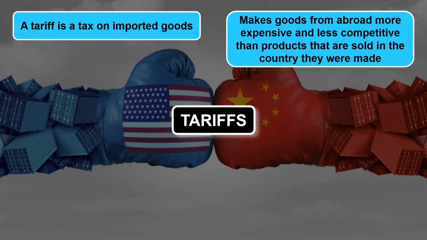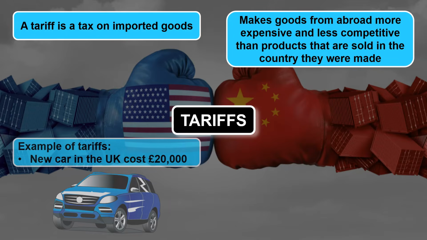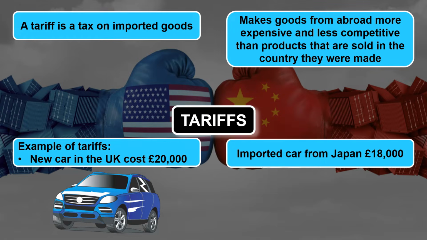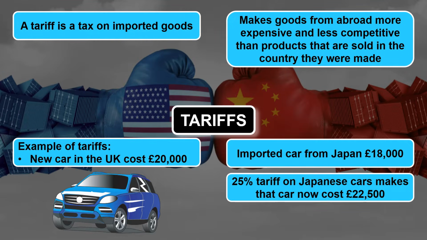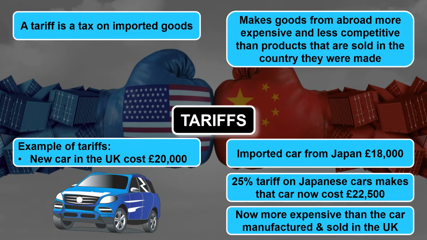Let's take a look at a very simplified example. Let's say the cost of a car made and sold in the UK is £20,000. Let's also say you can purchase an imported car from Japan for £18,000, saving you £2,000. However, the UK government decides to place an import tax of 25% on Japanese cars. This would now make the £18,000 car cost £22,500, meaning that it would now be more expensive than the UK car.